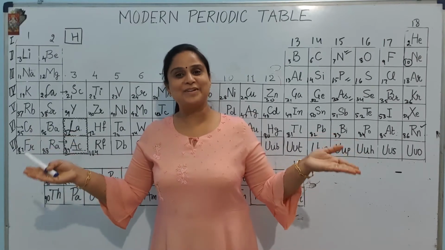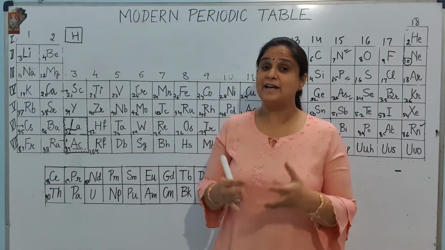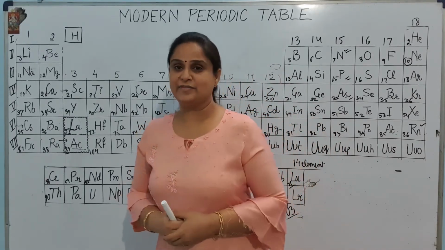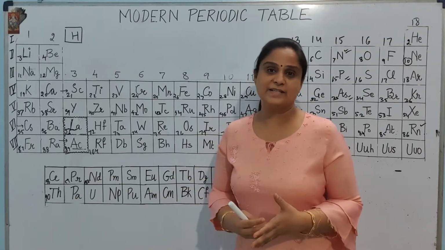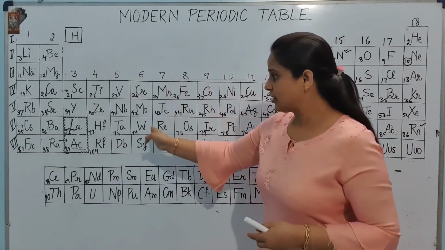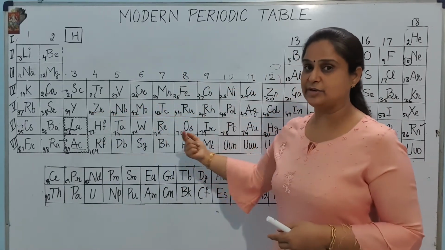So here we have our modern periodic table. Now let us understand this table in detail and try to recognize each and every concept behind this table. So let's start with the groups and periods which are present in this table. Let's see to it. Here you can see the vertical columns, and there are horizontal rows in this periodic table.